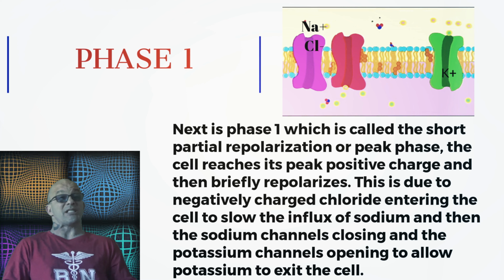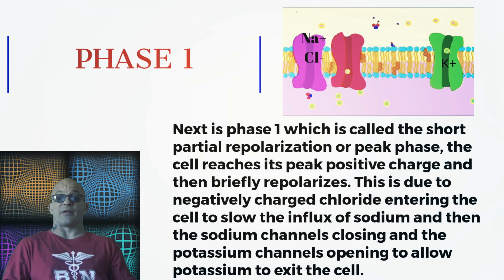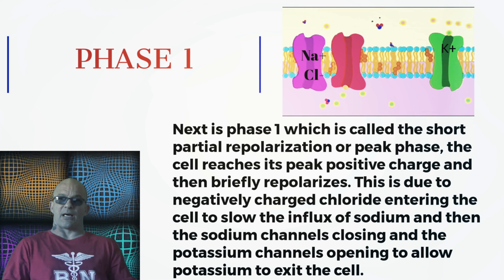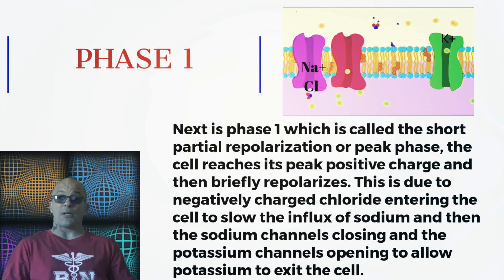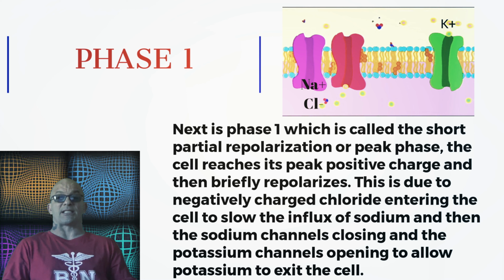Next is phase 1, which is also called the short partial repolarization or peak phase. The cell reaches its peak positive charge and then briefly repolarizes. This is due to negatively charged chloride entering the cell to slow the influx of sodium, and then the sodium channels closing and the potassium channels opening to allow potassium to exit the cell.